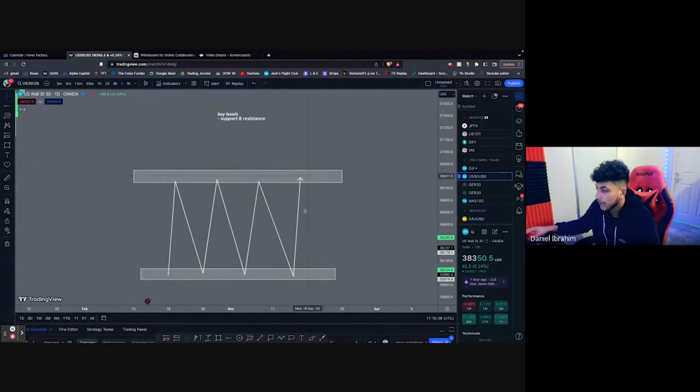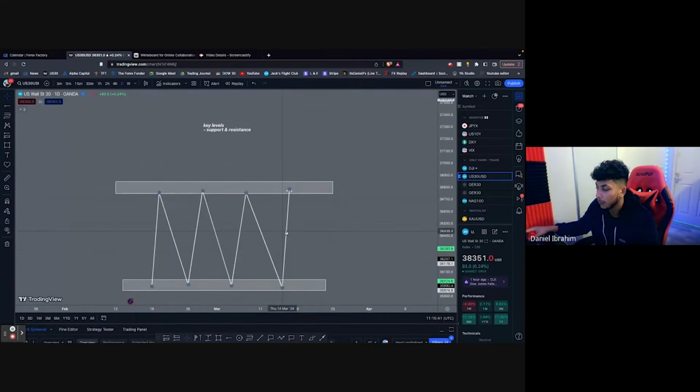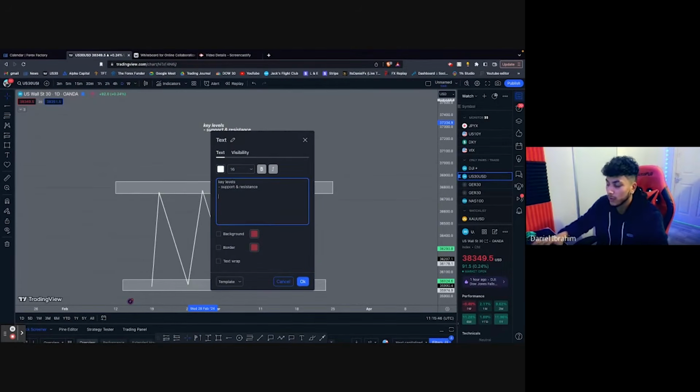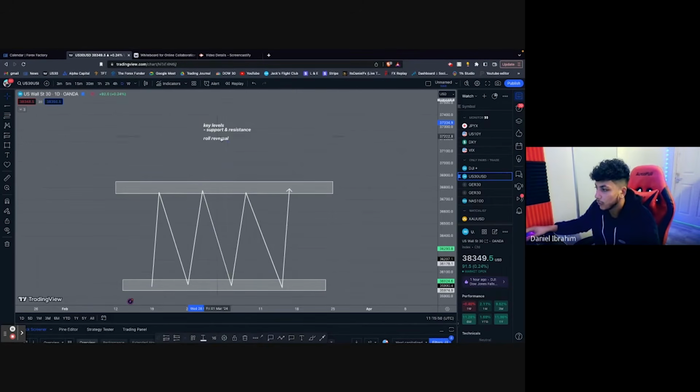Now, these levels are interchangeable. And when they break, it's called a role reversal. Now, it's not really too important of a term, I'll just throw it out there. It's pretty self-explanatory. A role reversal is when one becomes the other.